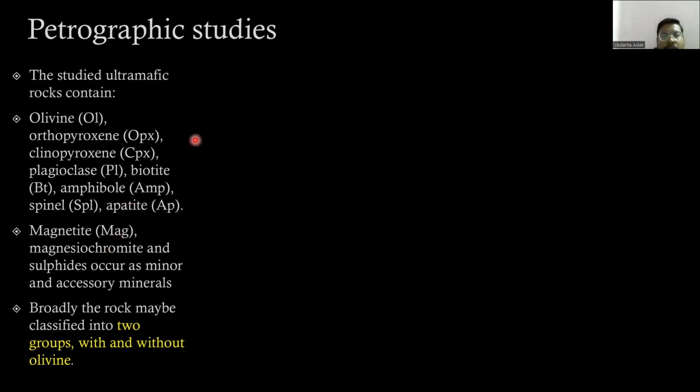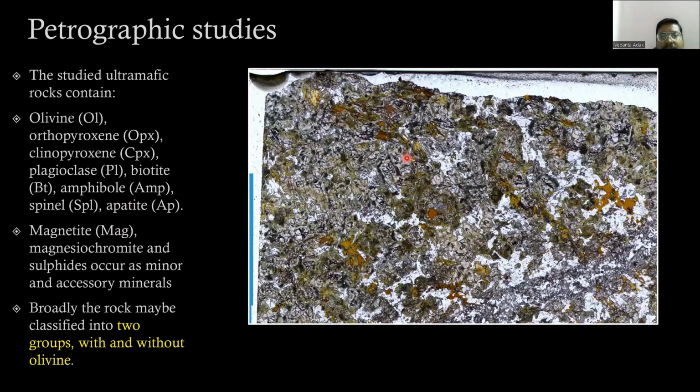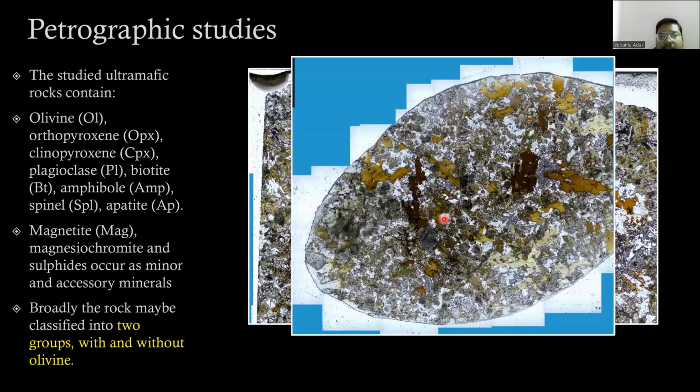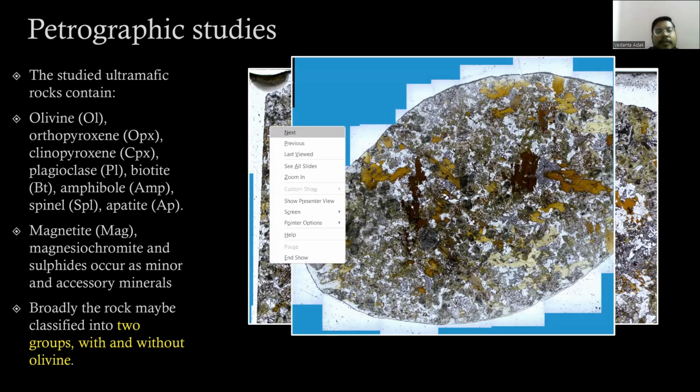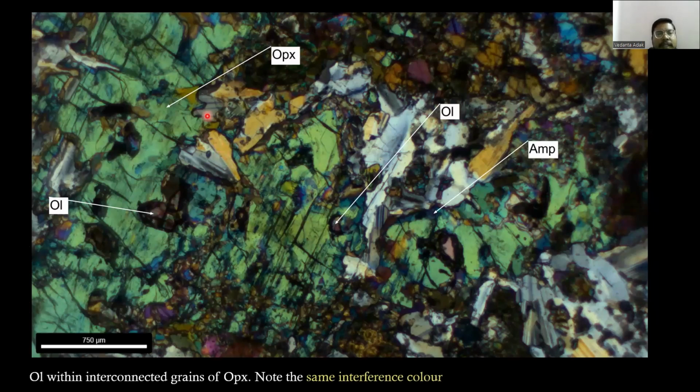So here is an example of a thin section that contains olivine. You can see these grains. And here is an example of a thin section that does not contain olivine. Now, olivine almost always occurs enclosed within orthopyroxene grains.